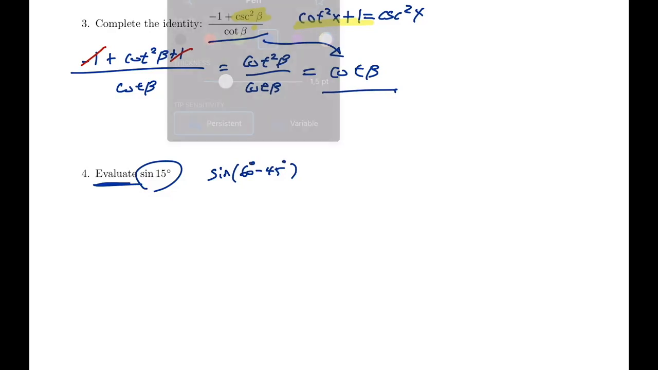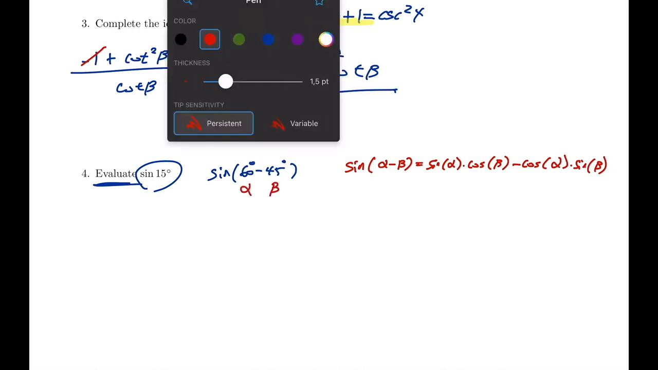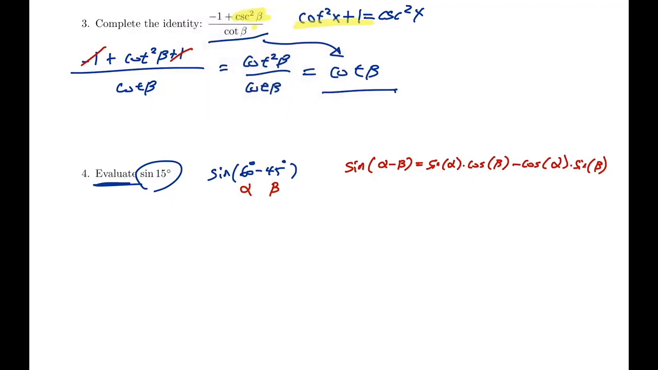So here we have to use a sum and difference formula. Again, these formulas will be provided. You do not have to memorize these. So sine of alpha minus beta is sine alpha times cosine beta minus cosine alpha times sine beta. Okay. So here we treat this as alpha, this as beta. So let's try that. So we're going to use this formula.